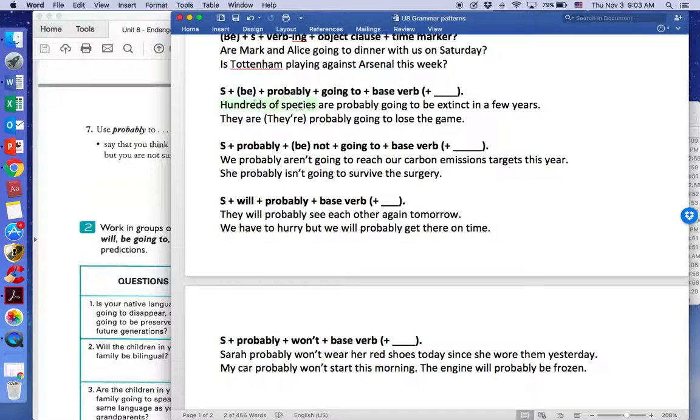Hundreds of species. There's our subject as plural, third person, so we use are, then probably, going to, and then we have our base verb, be extinct in a few years, right? They're probably going to be extinct when? In a few years. Next one.